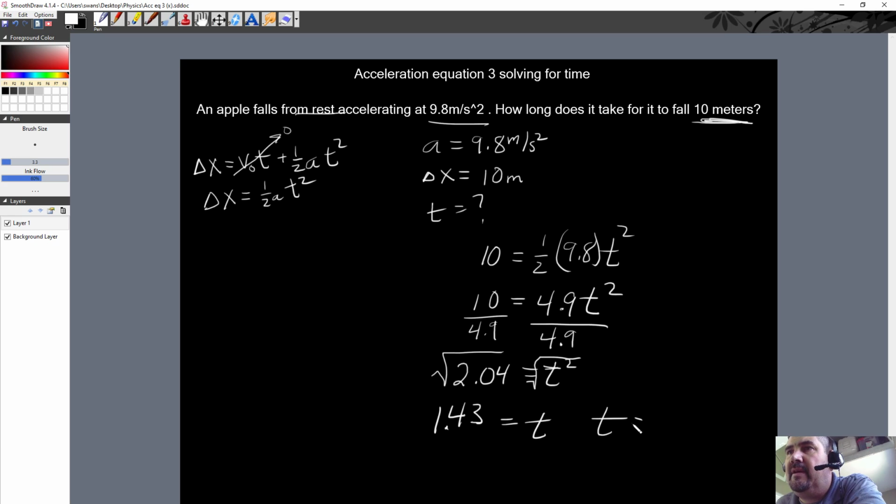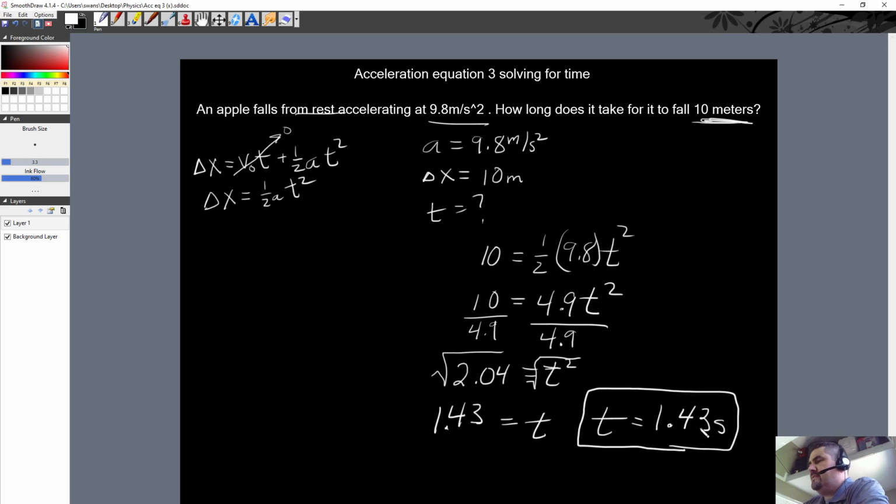So t, I'll write it down nicer, is 1.43 seconds. So if you have something 10 meters high, that's maybe like 5 times my own height, and you drop it, it should take about 1.43 seconds to hit the ground, according to our calculations here. Alright? So, thank you, and try some practice problems doing that.